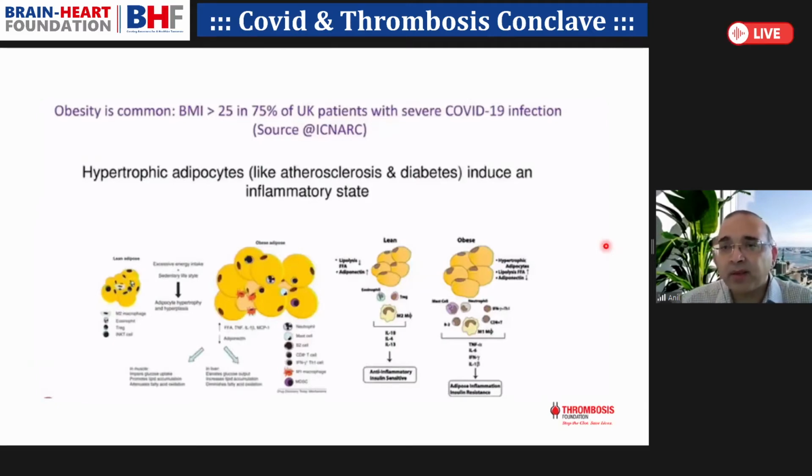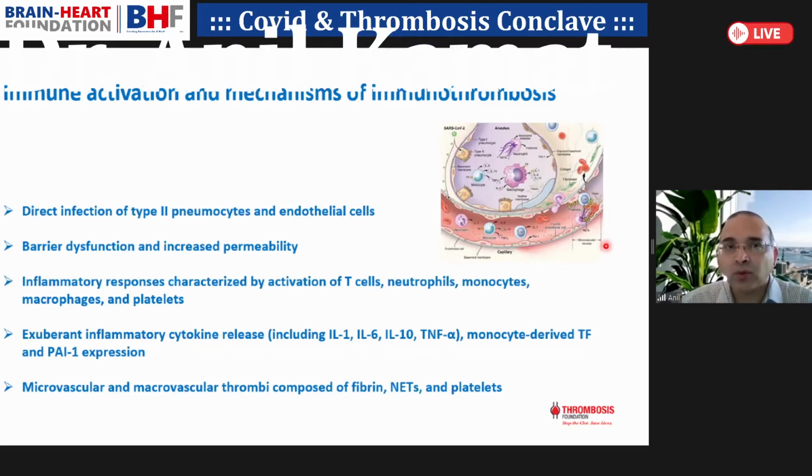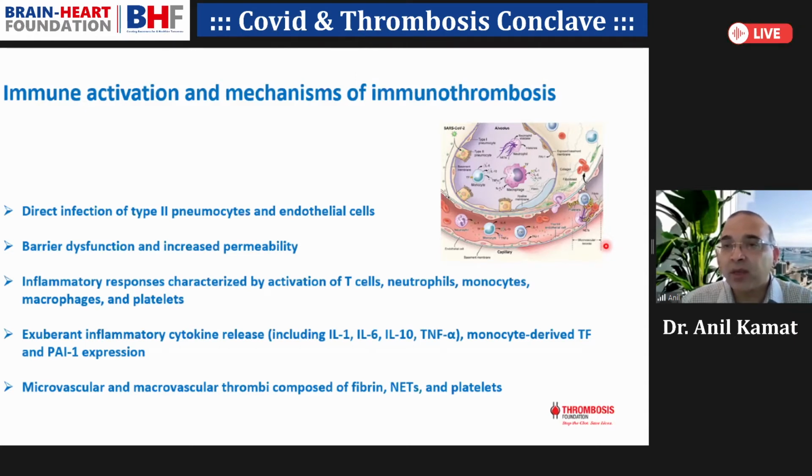However, you have to remember that there are other comorbidities and confounding factors. As we are aware, in the West, there is a very high incidence of obesity, and it is increasing in India as well. And obesity is an inflammatory state because of the release of inflammatory cytokines. So what is the problem in COVID? In COVID, you have what we call immunothrombosis because of the direct infection of pneumocytes. This results in increased permeability, activation of the various inflammatory cells, that is T cells, neutrophils, monocytes, a cytokine storm including IL-1, 6, 10, TNF-alpha, resulting in microvascular thrombi and eventually causing macrovascular thrombi.